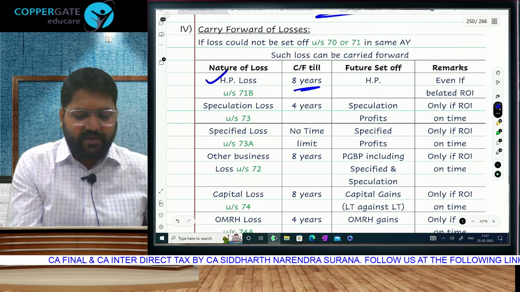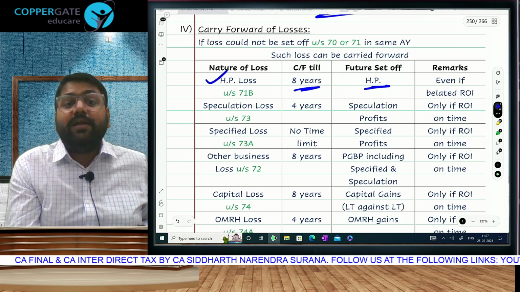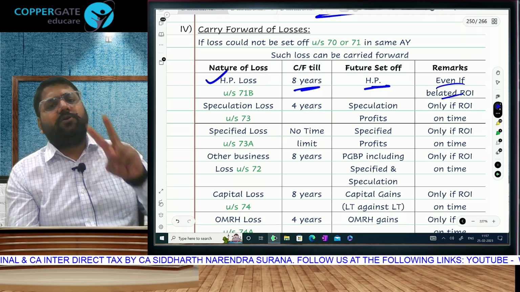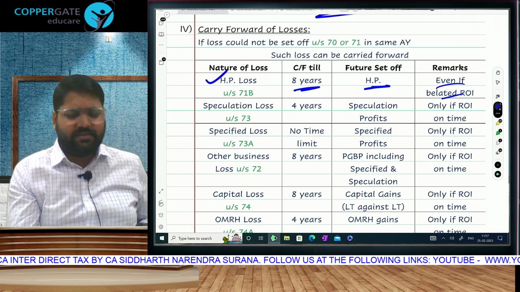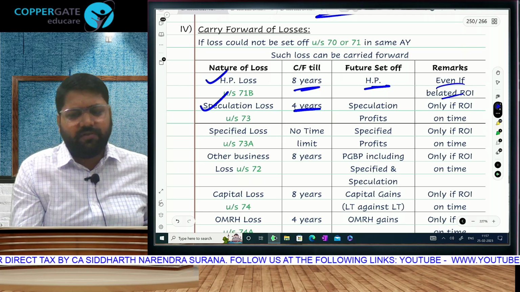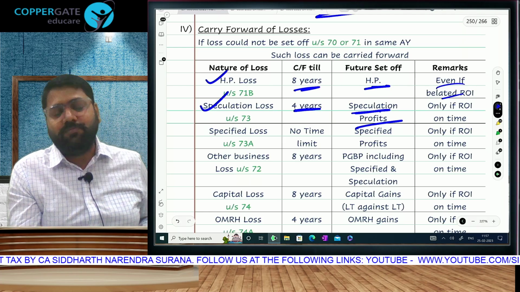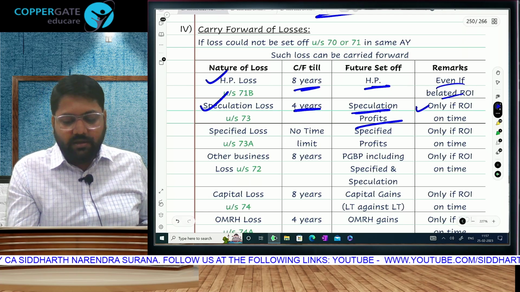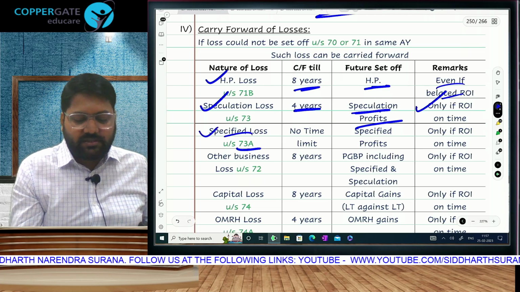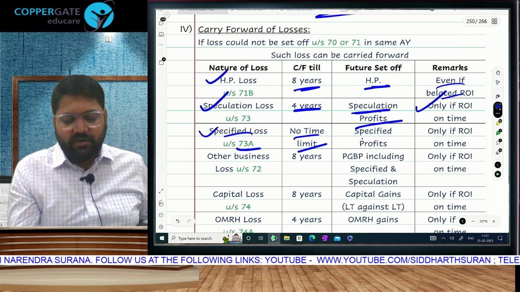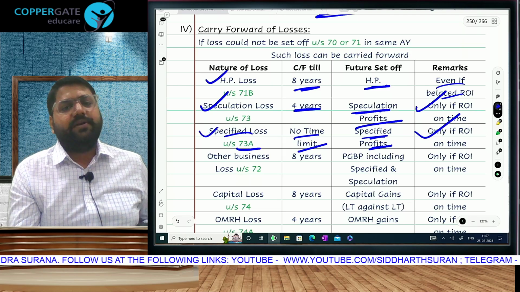House property losses will be carried forward for 8 future years. Only against house property you can file belated. UAD and house property, belated return is allowed. Speculation losses carry forward of 4 years, only against speculation. Return has to be on time. Specified losses, unlimited carry forward, but only against specified profit, only if return is filed on time.